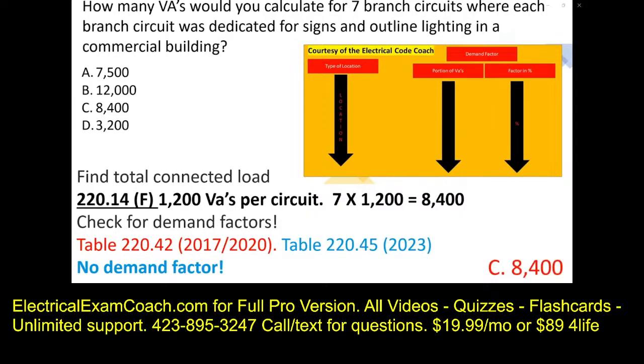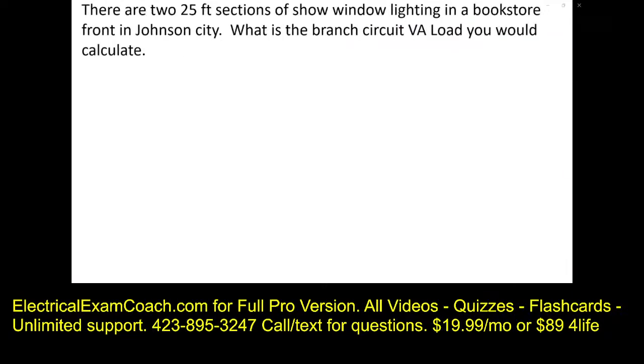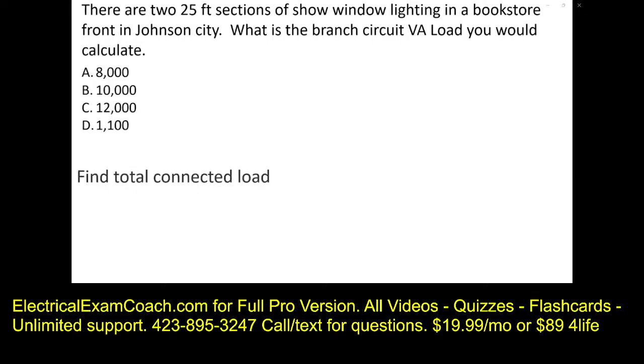Great job. There are 2 25-foot sections of show window lighting in a bookstore front in Johnson City. What is the branch circuit VA load that you would calculate? Step 1, we're going to find our total connected load.